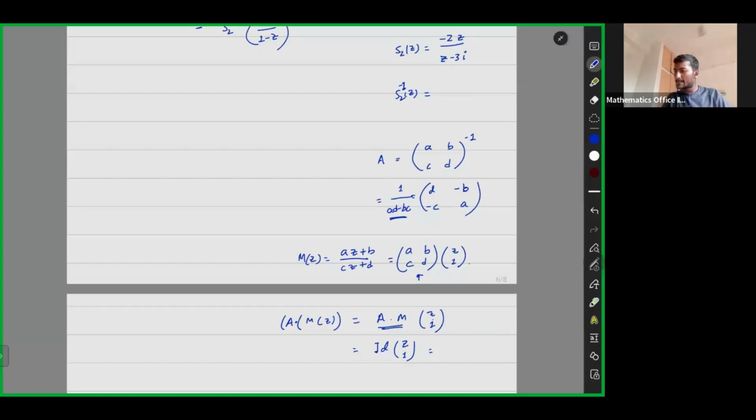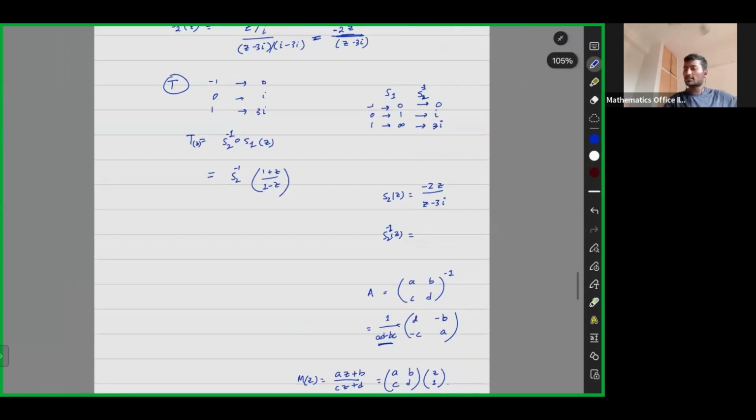What happens here? This becomes z only. Understand, z plus 0, 0 plus 1, this is nothing but z only. So you got the inverse. How is S2 inverse now? This is nothing but minus 3i. This is D we put here, and minus B. What is B here? B is plus 0 only. So 0.